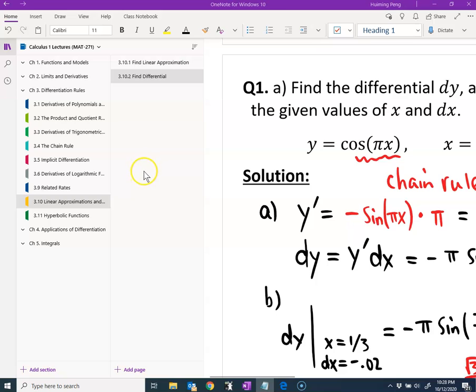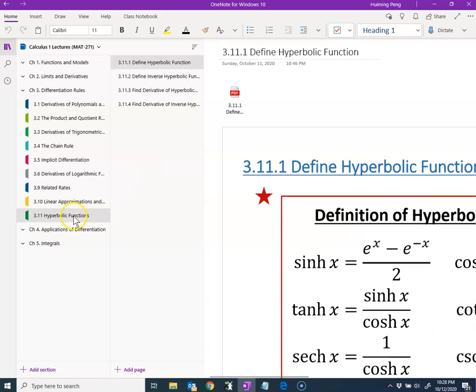In the next video, we are going to deal with the hyperbolic functions, which are a new set of functions, but with many connections to trig functions we learned before. I hope to see you there.